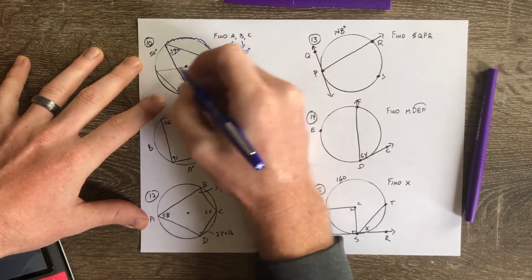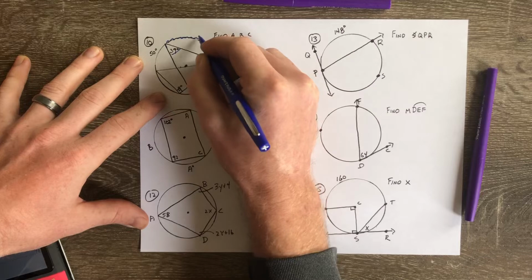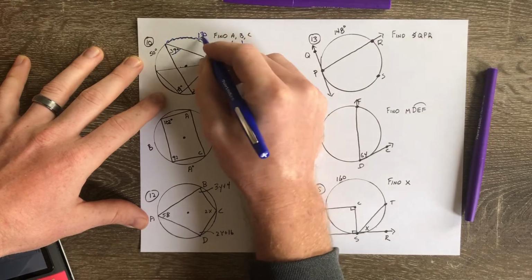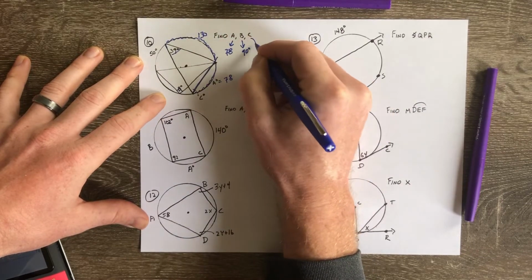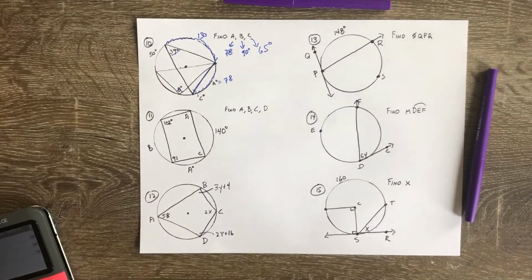And then C opens up to this part right here, which isn't labeled. We don't know how big it is, but we do know that this is a semicircle. So this is 180 minus 50 is 130. And then we work backwards, so we get this to be 130 divided by 2, 65 degrees. Cool.